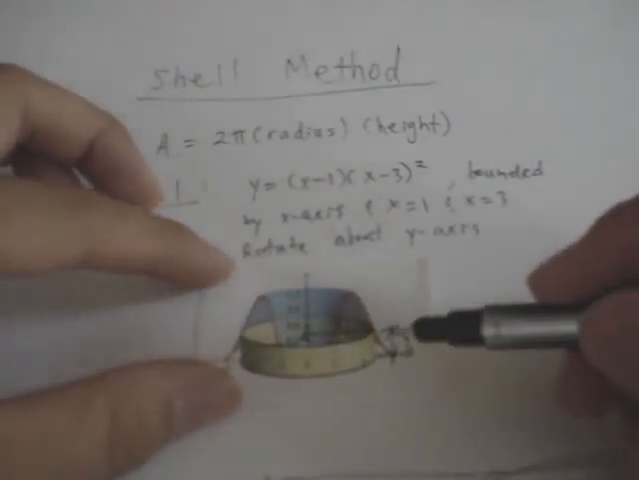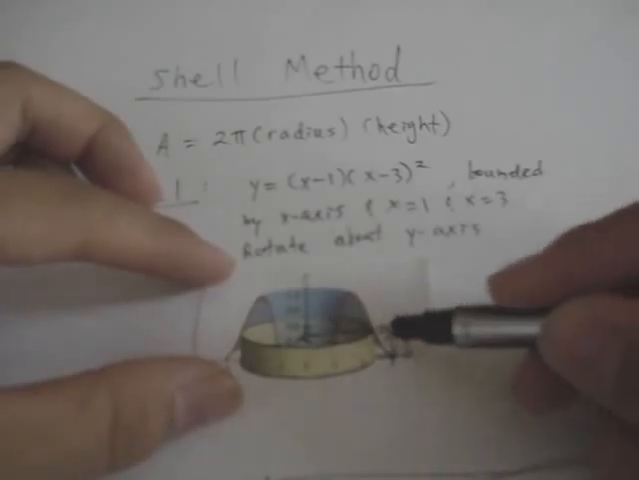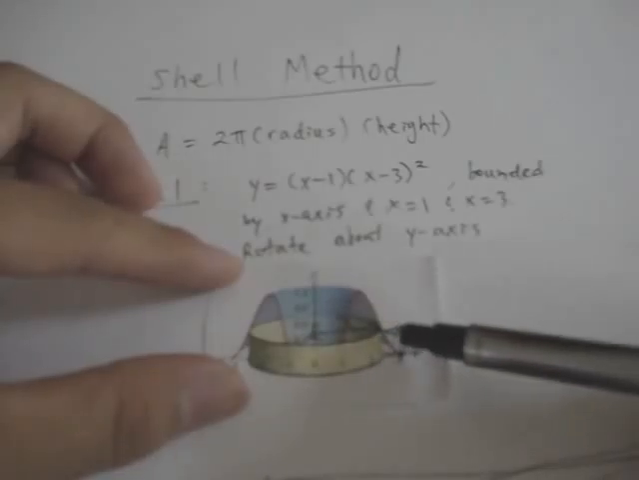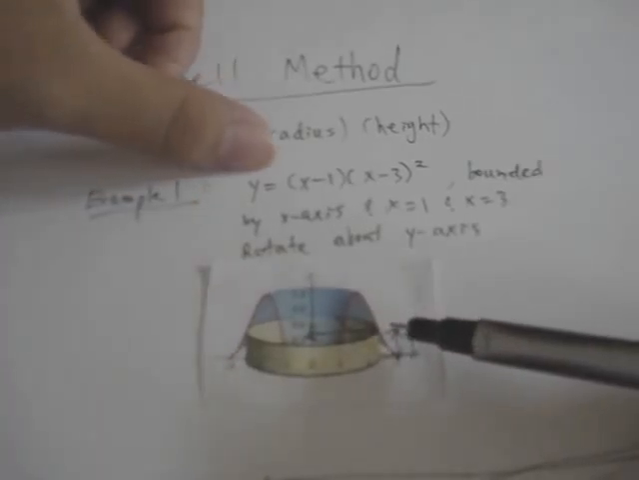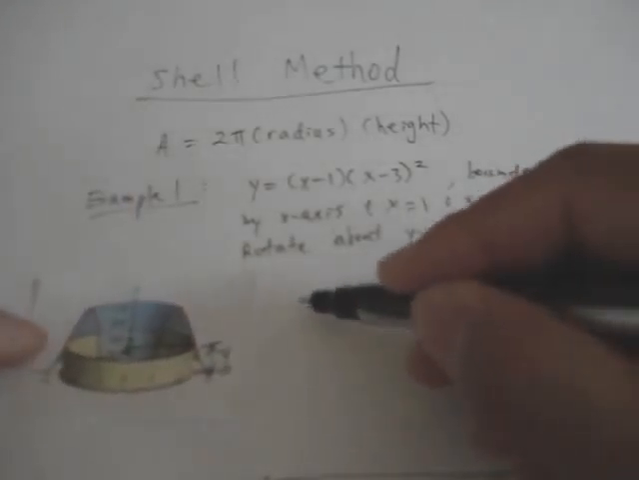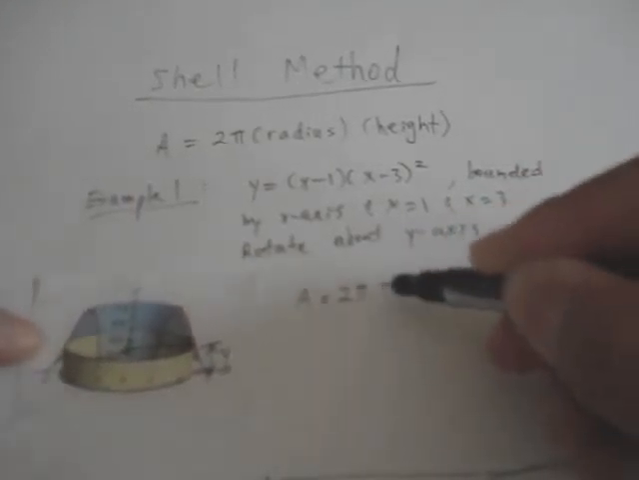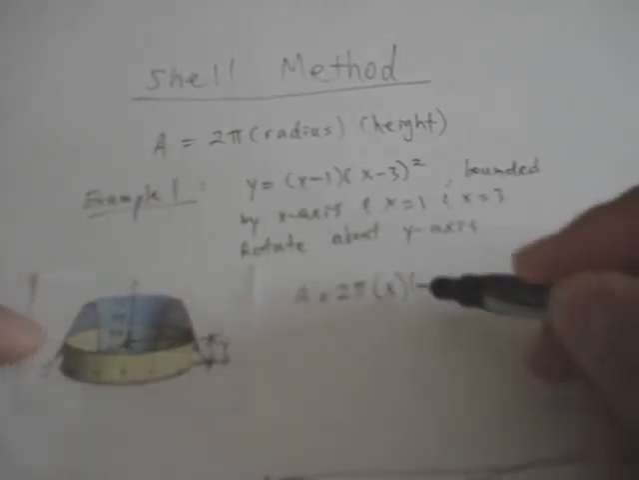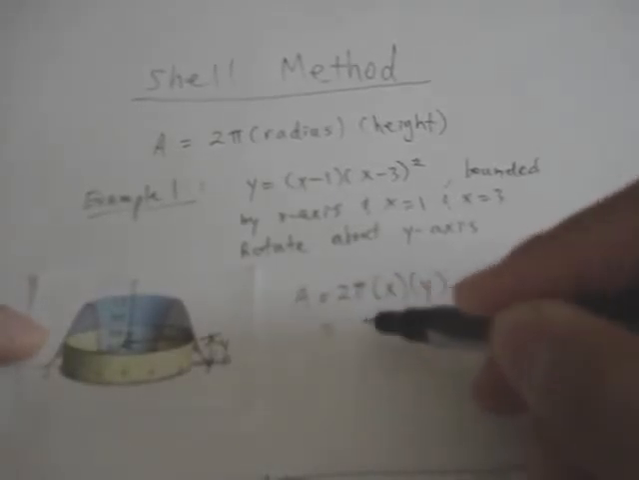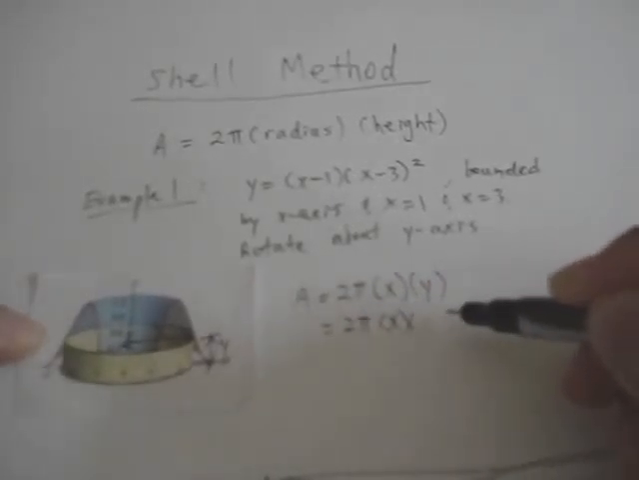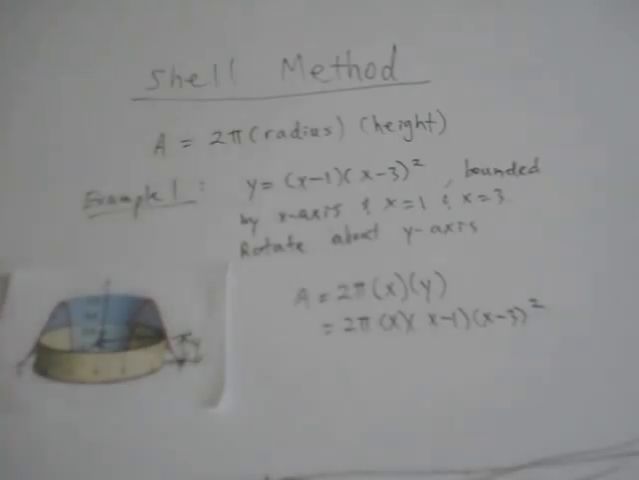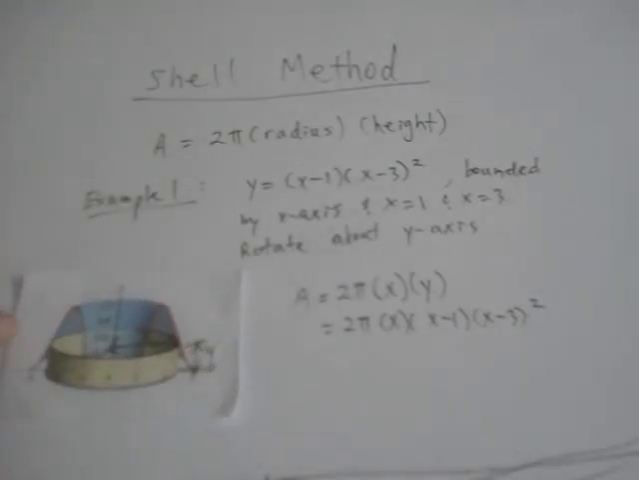Now I just want to clear it up on the height right here. The height is the y value of this curve, which is described by this equation right here. So let's write all that down. A is equal to 2 pi times the radius, which I mentioned is x, times the y. And you can expand that out. For y, you have x minus 1 times x minus 3 squared. Now that's the equation for a single sheet. That's the generic equation for the single sheet.